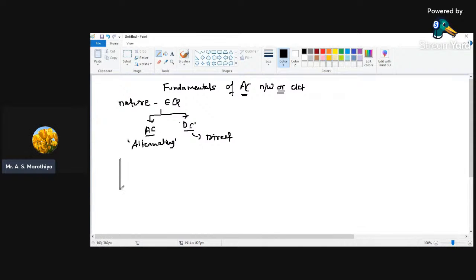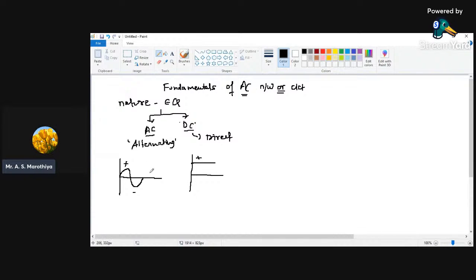For example, if you want to represent an alternating quantity, it is going to be like this. A pure sine wave is the best example for an alternating quantity. So in first half, the quantity is positive, and then in the next half, the quantity is negative. Whereas if you want to draw the graph for DC, it is going to be like this. Throughout the operation, it is always going to be plus.